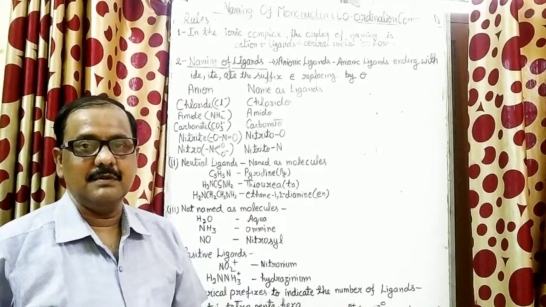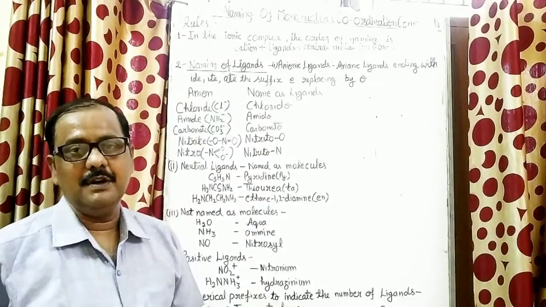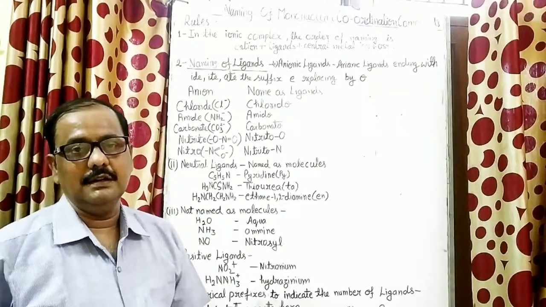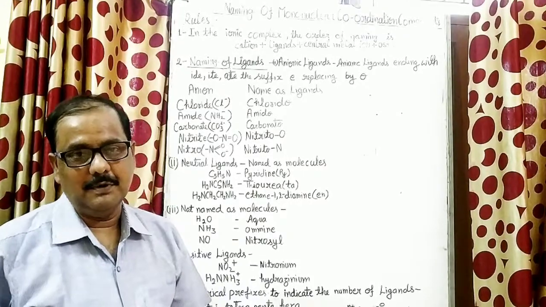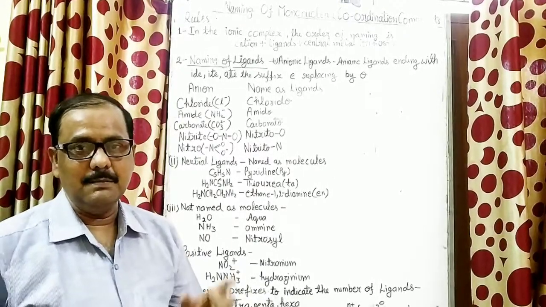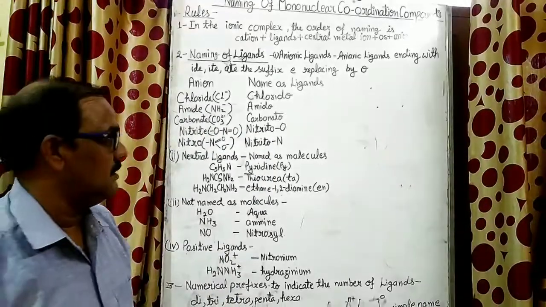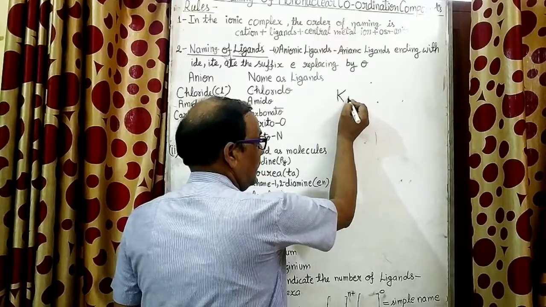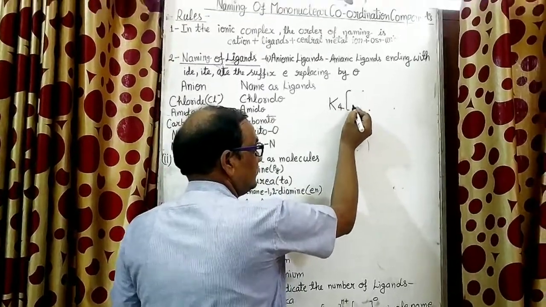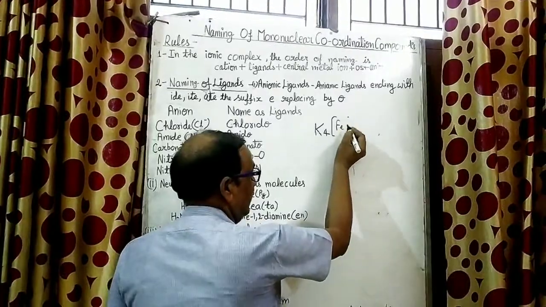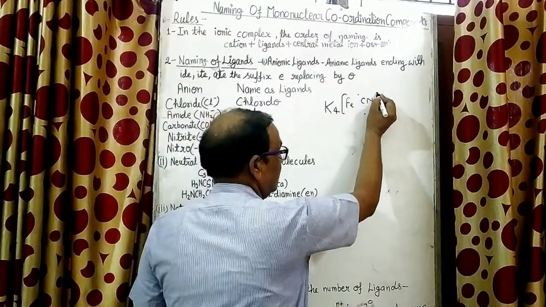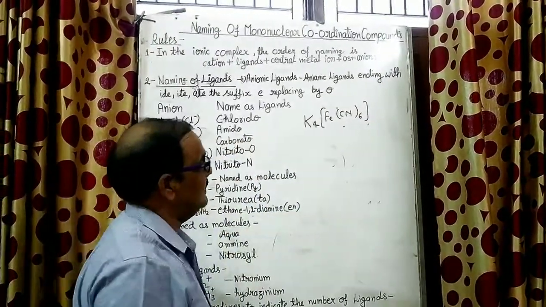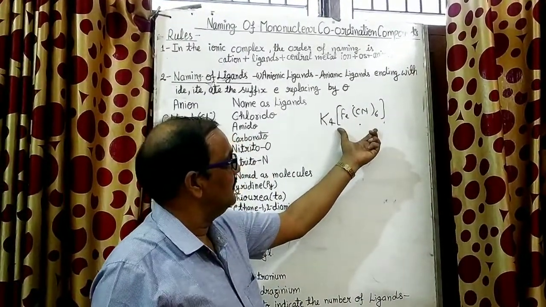Today I will discuss the naming of the mononuclear coordination compound. Before going to the naming of the complex compound, I will discuss some important terms which are used in a coordination compound. For example, K4[Fe(CN)6], a coordination compound. This is an example of a complex compound.